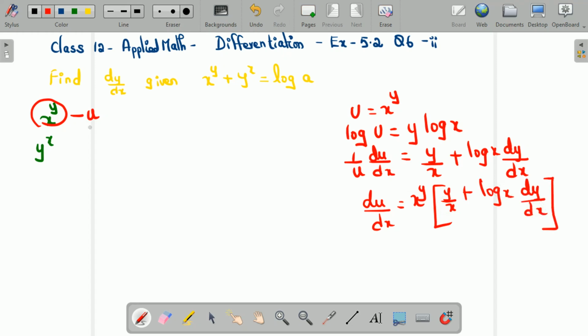So I'm going to note this separately here for differentiation. Now the next step we will use this. So this is x^y (y/x + log x dy/dx).